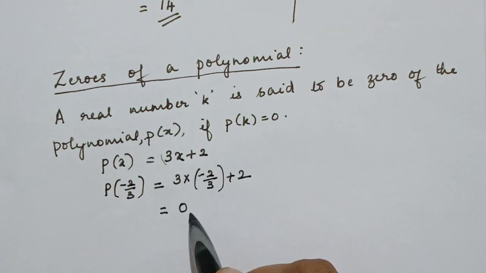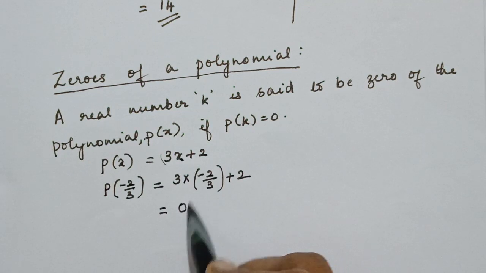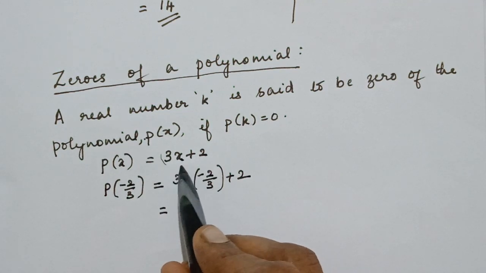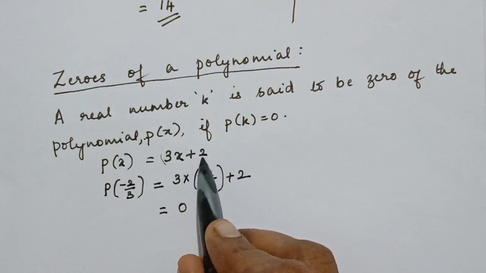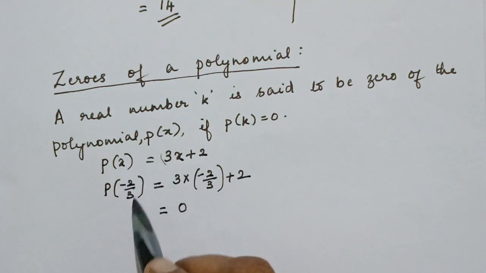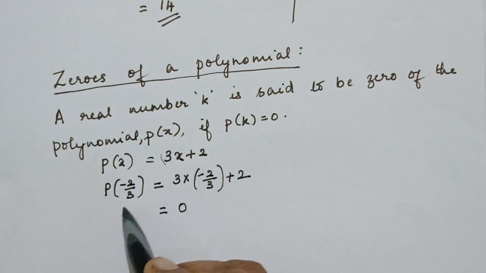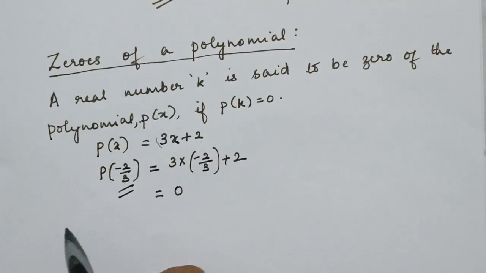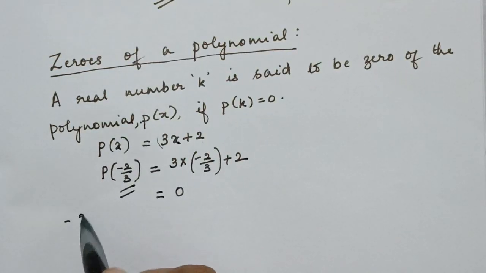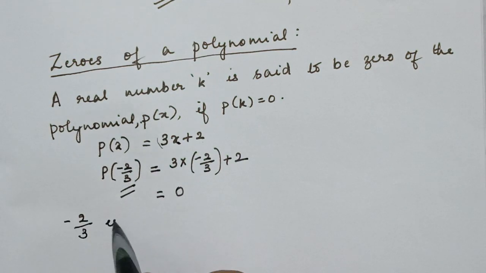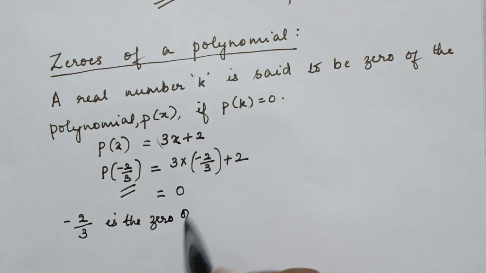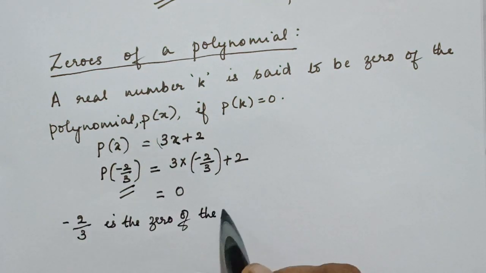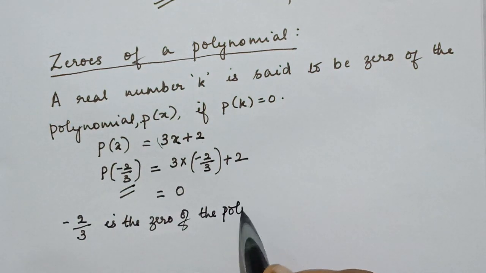You can see that this expression p of x equal to 3x plus 2 becomes 0 when x equal to minus 2 by 3. Then we will say that minus 2 by 3 is the zero of the polynomial.